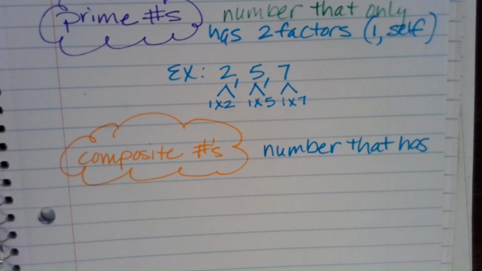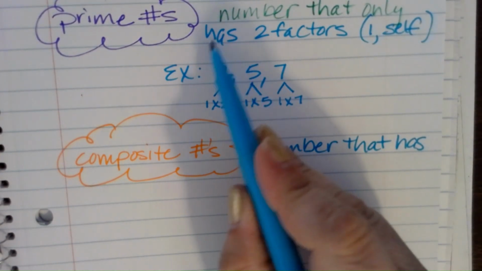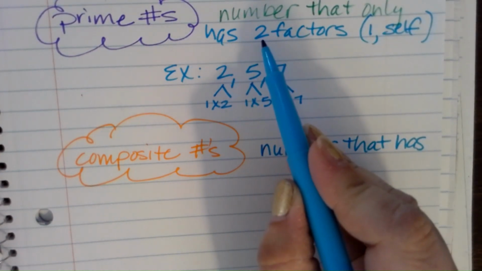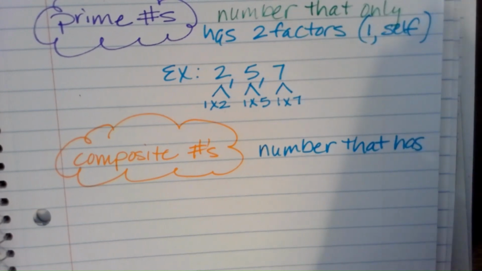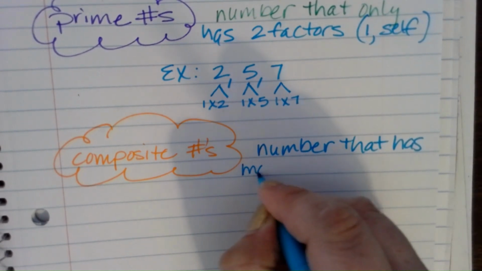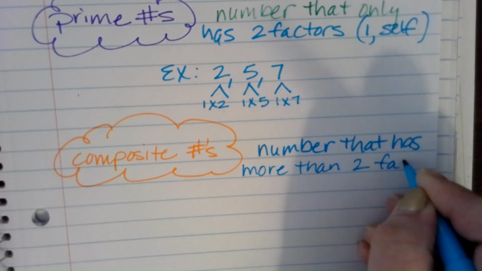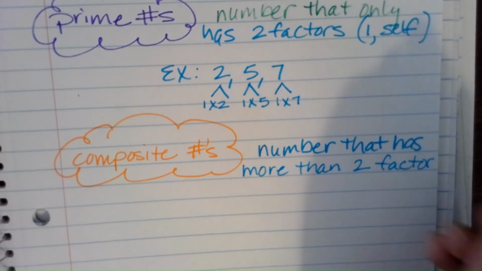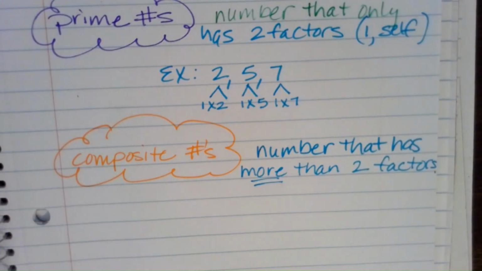Stone, what's a composite number? A number that has... If a prime number only has 2 factors, then a composite number has what? Huh? 1. Oh no. 5. 3. Caitlin? More than 2. More than 2. Oh. So all of you were giving me good numbers, but we don't want to say they only have 3 factors, right? It has more than 2 factors.